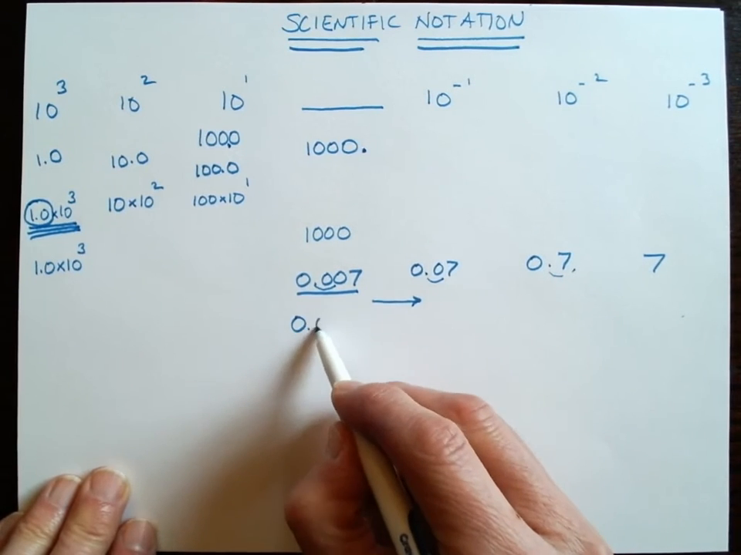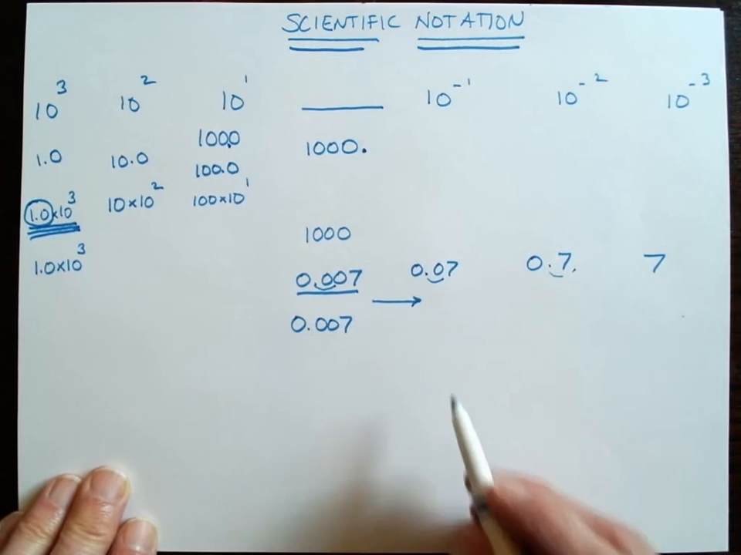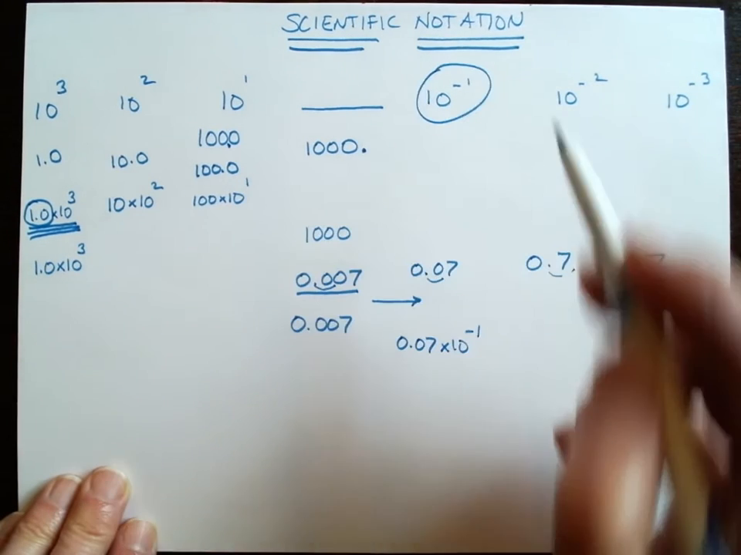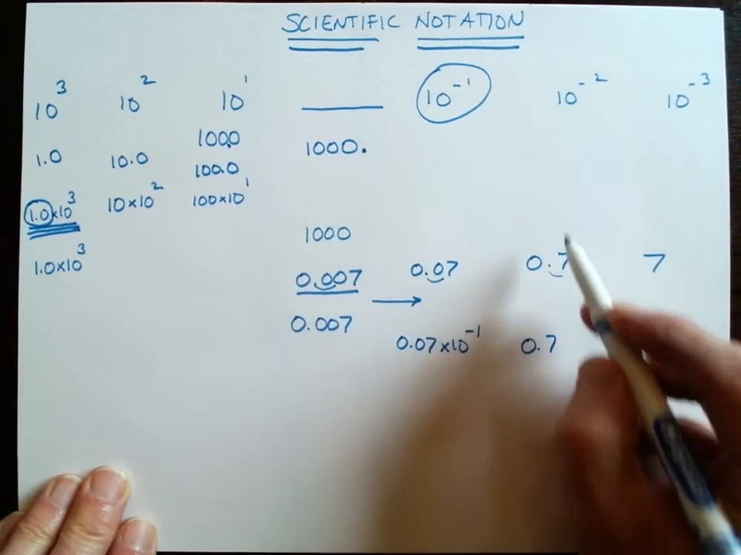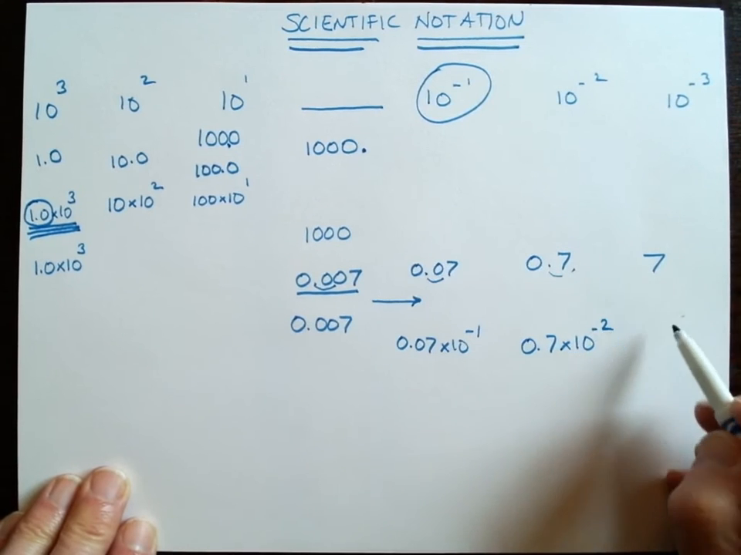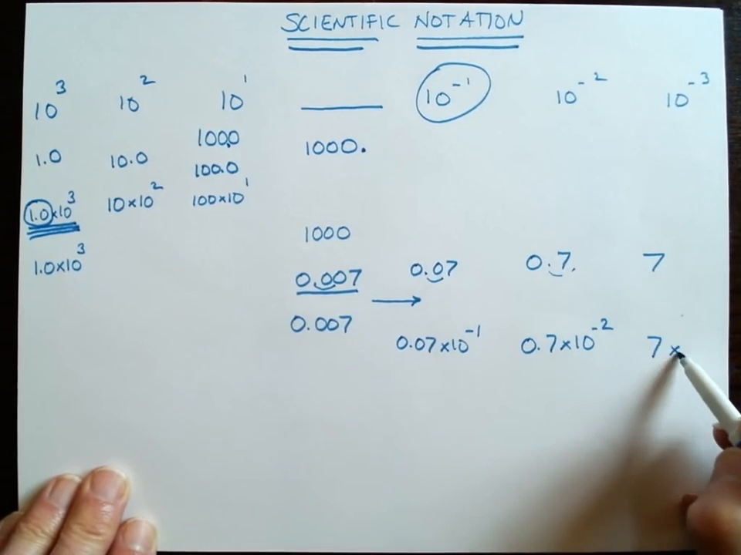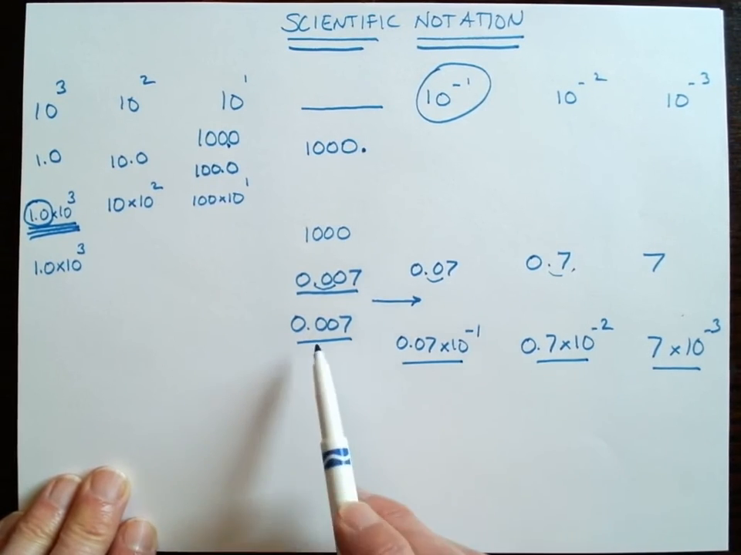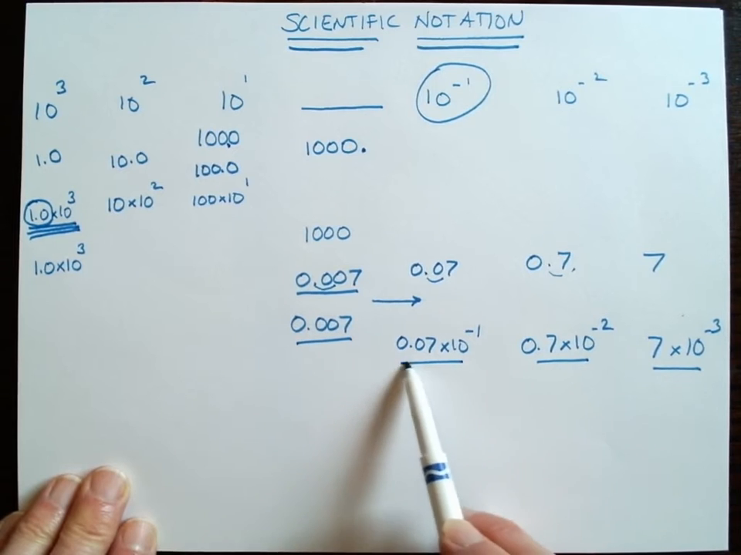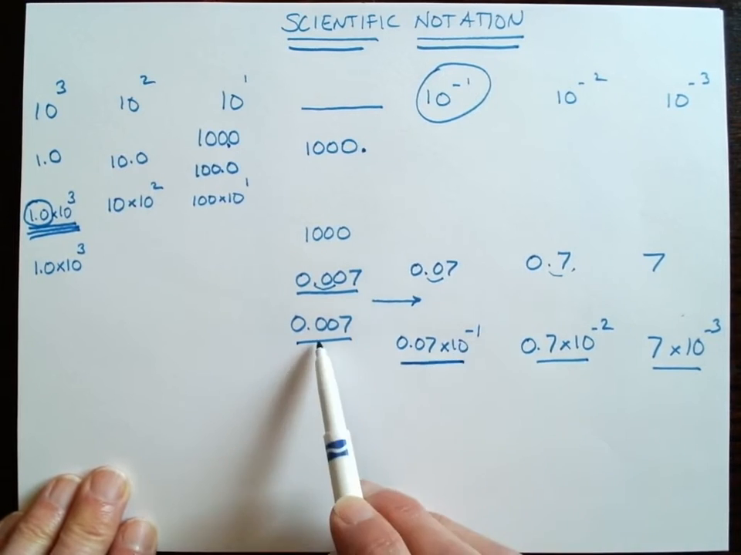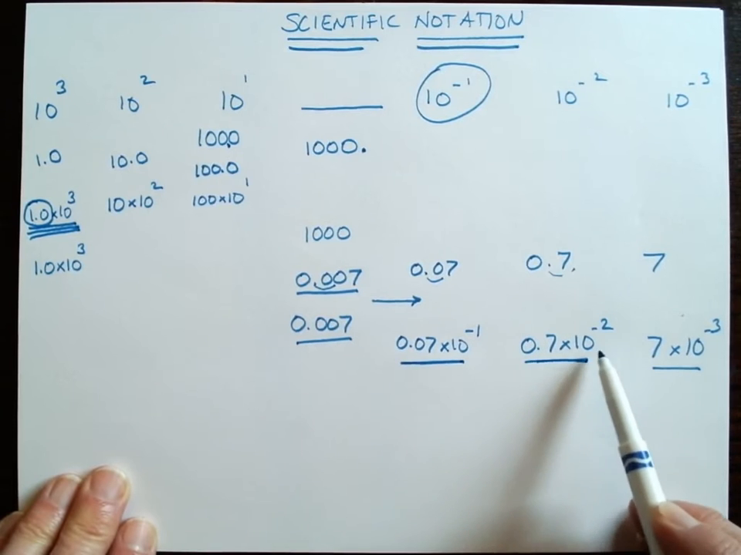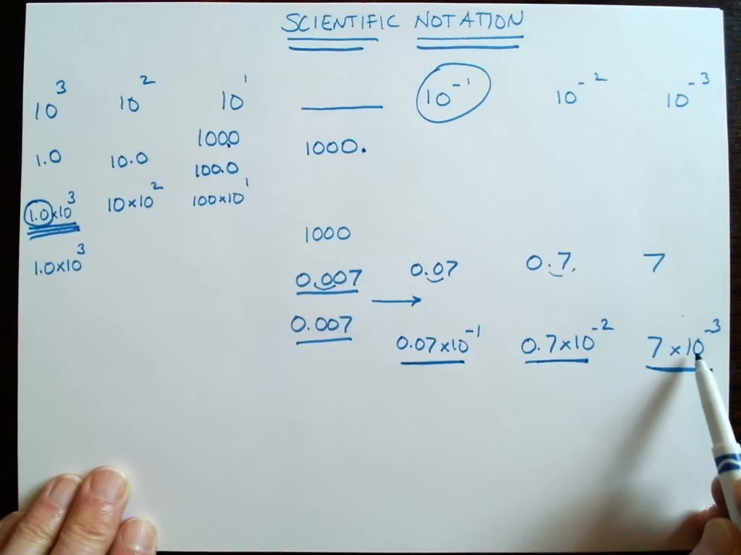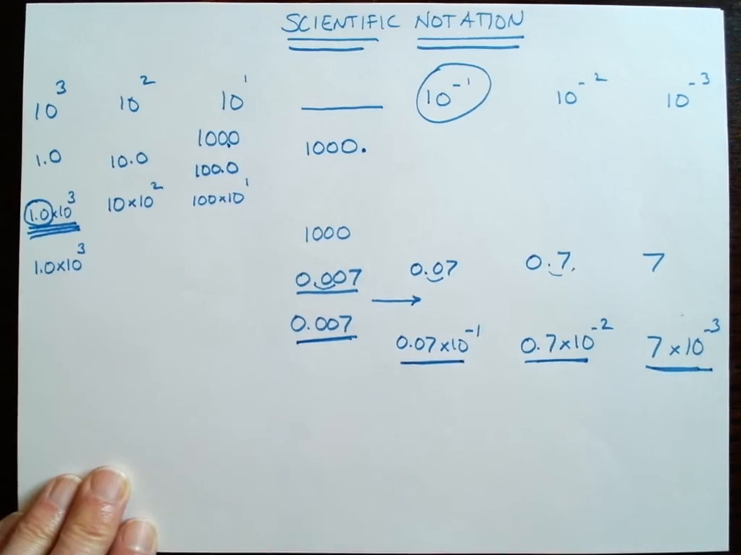So I see that I can write the original number, 0.007, in any of these ways: 0.07 times 10 to the negative 1, or I can write it as 0.7 times 10 to the negative 2, or I can write it as 7 times 10 to the negative 3. All of these numbers are equal to one another. And what they all mean is take this number and divide it by 10, and you'll get this number. Take 0.7 and divide it by 10 twice, and you'll get this number. Take 7 and divide it by 10 3 times, and you'll get this number.